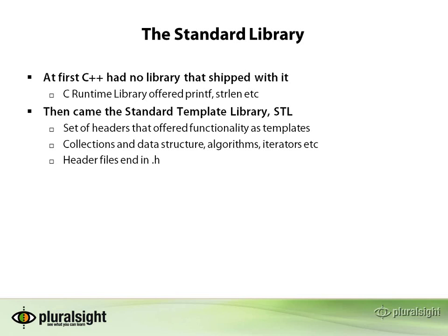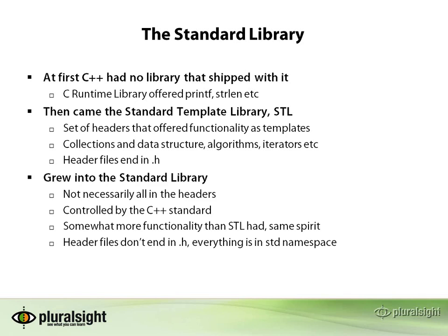If you've watched the first part of this course, you'll know that string is in just something called string with no .h on the end, and that shared pointers are in something just called memory with no .h on the end. And those are the hallmarks of the standard library. The standard library is controlled by the Standards Committee and doesn't have to be implemented entirely in headers. Each compiler vendor can choose how to implement the standard library.